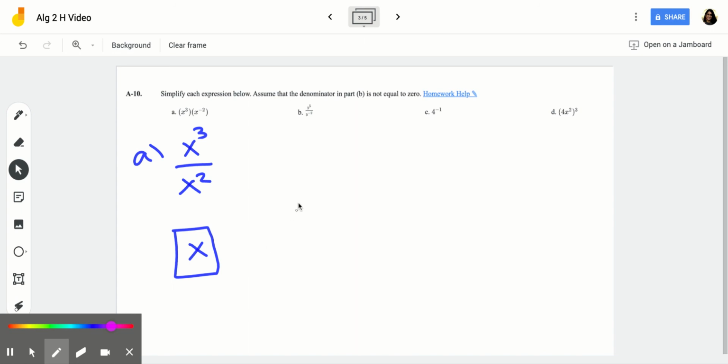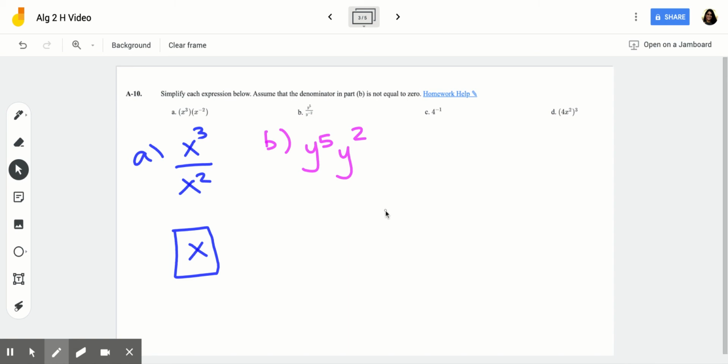So for B, I have a negative on the bottom, and again, you could use the quotient rule already. I'm going to move this negative to the top. So y to the 5th is already on top. y to the -2 crosses the line and changes the sign. It moves to the top because it was negative and it needs to cross the line, change the sign, add. 5 plus 2 makes y to the 7th.